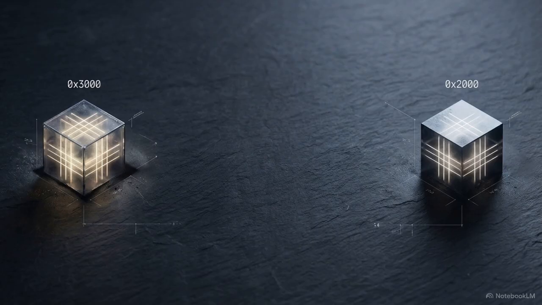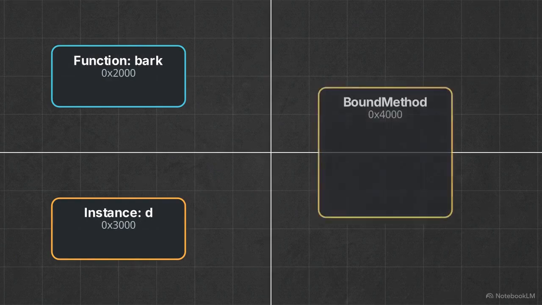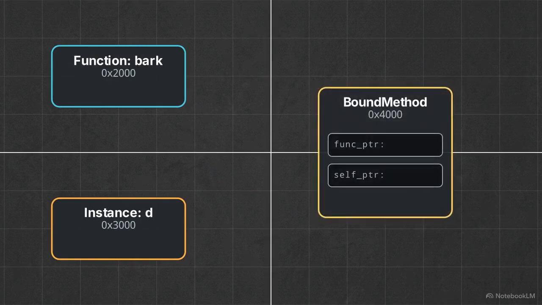The interpreter now has the code and the data, but they are still disconnected. It needs a way to pair them. To bridge this gap, CPython creates a temporary structure in memory called a bound method, located here at 0x4000. The func pointer slot locks onto the address of the bark function at 0x2000. Simultaneously, the self pointer slot locks onto the address of instance d at 0x3000.